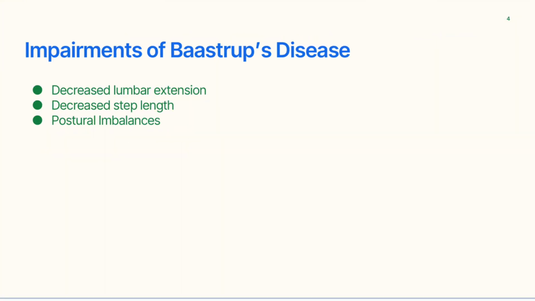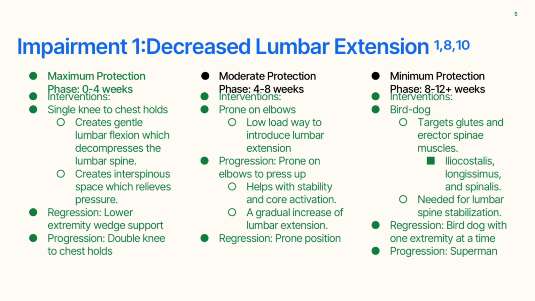And so for the three impairments that we were going to do, we were going to focus on decreased lumbar extension, decreased step length, and postural imbalances. Alright, so for our first impairment, we have decreased lumbar extension.